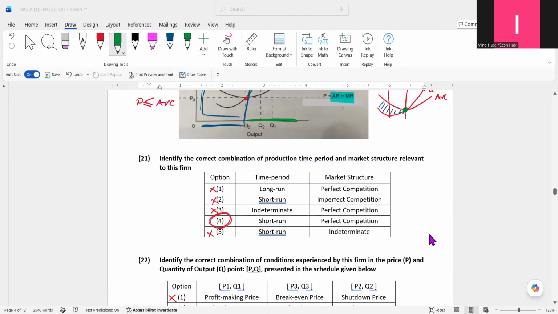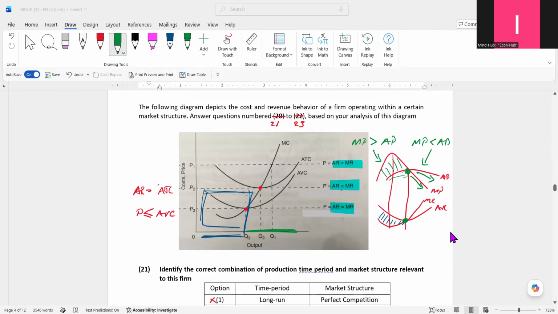Question 21: identify the correct combination of production time period and market structure. The production time period is the short run. How do we know it's the short run? Because there's a gap between ATC and AVC. There's a separate curve called AVC and another curve called ATC. That's because of AFC. The vertical distance between ATC and AVC is AFC, the average fixed cost.